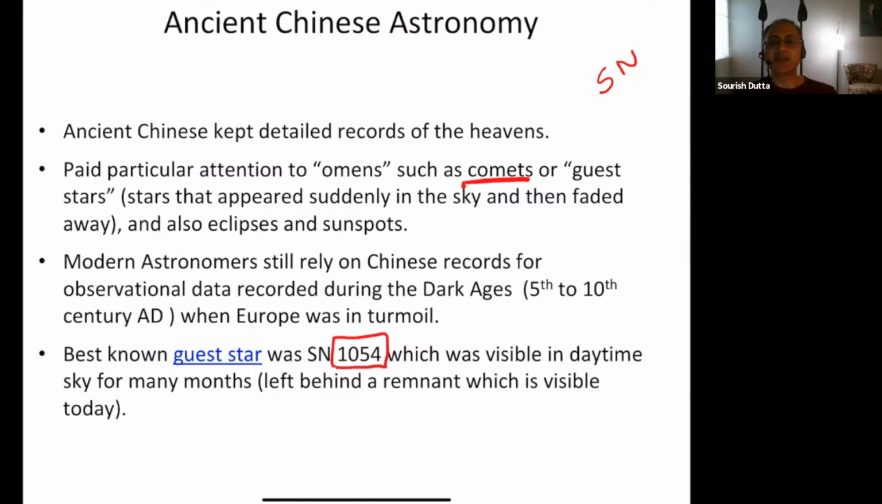In fact, the Chinese were not the only people that saw it. This explosion was seen by people all over the world. There are North American Indian cave drawings from around that time, which show this bright object in the sky. Pretty much every civilization in the world noticed it, but the Chinese kept very detailed records of their observations. And here is one example of that.